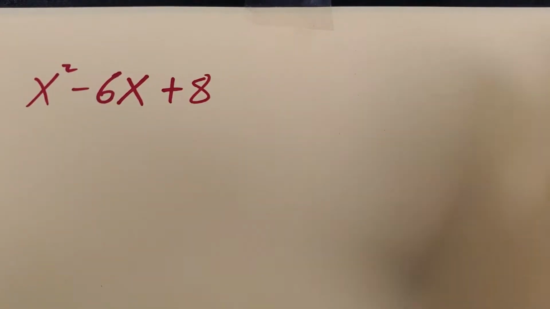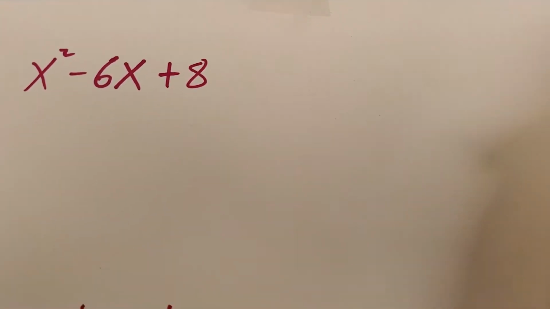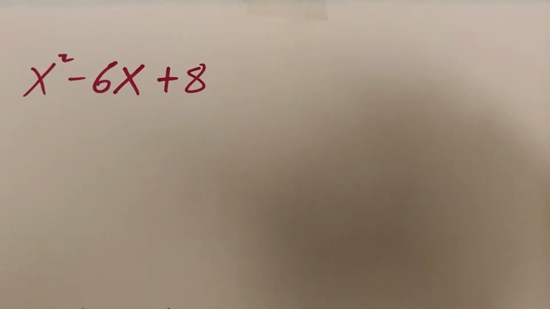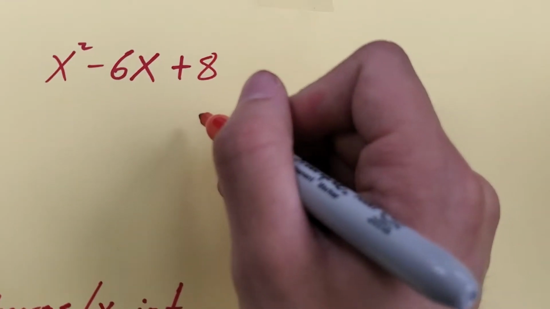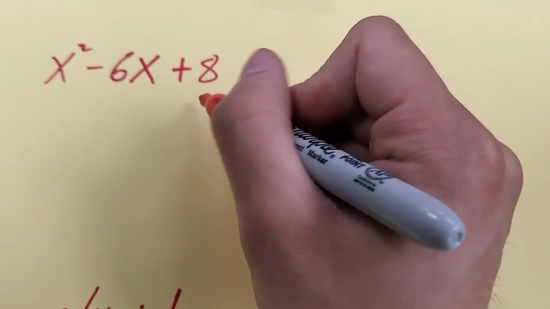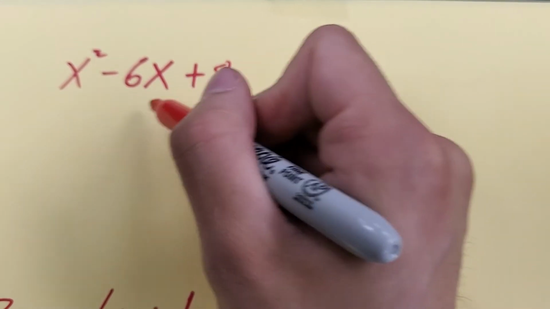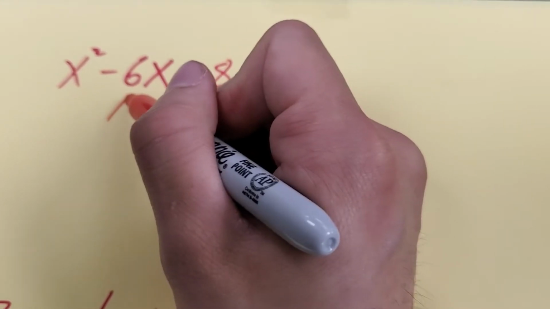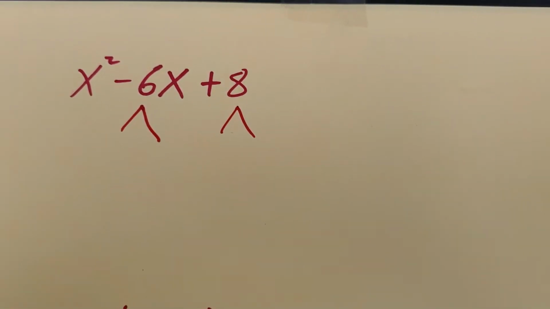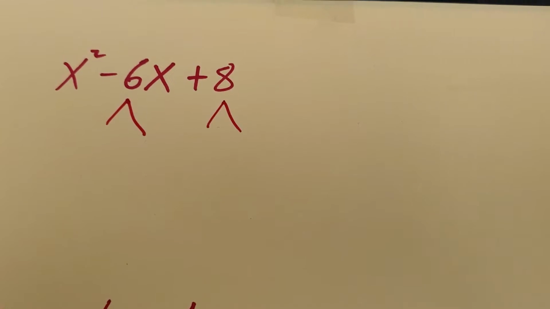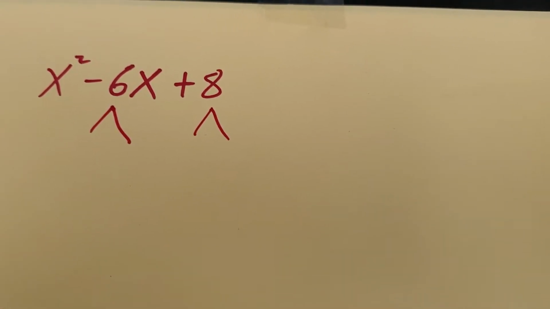Okay guys, so factoring and graphing quadratic equations. Here I have my quadratic function, x squared minus 6x plus 8. My first thing to do is to find two numbers that when multiplied give me 8 and when added give me negative 6.